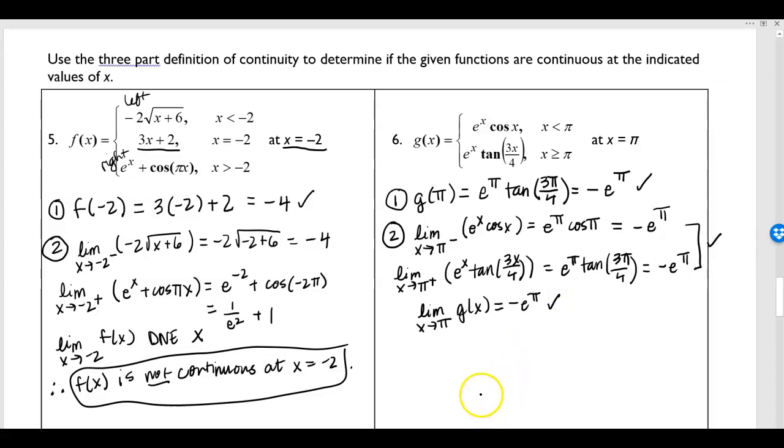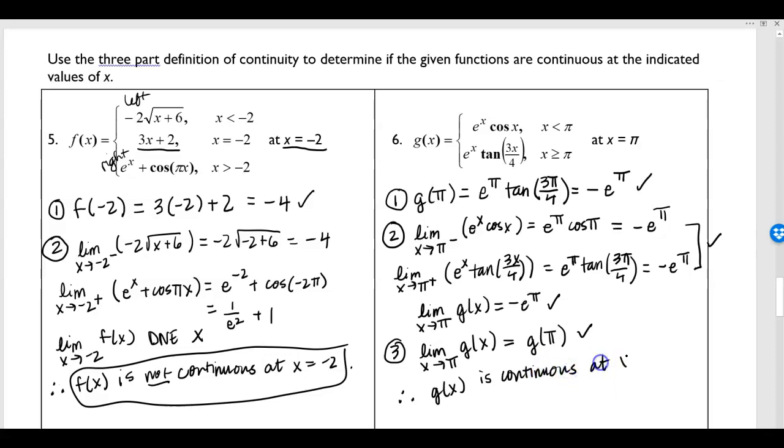So my second step, my second part of my definition of continuity is true. So the third thing I want to check is, did I get the same answers for numbers 1 and 2? And I did. So I will say the limit as x approaches pi of g of x is equal to g of pi. And then let's write our conclusion. Therefore, g of x is continuous at x equals pi.